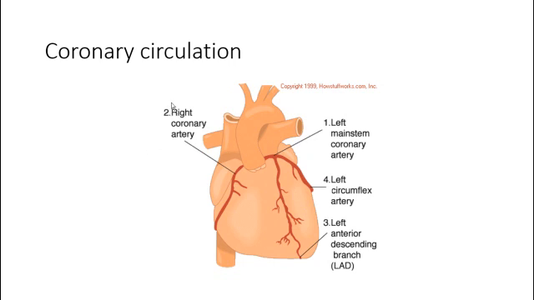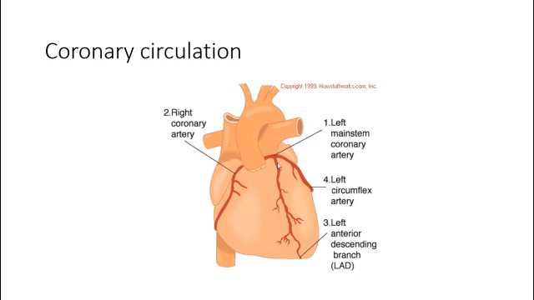It's coming down and around, and it's going to supply the right atrium, the right ventricle. We can't really see it going around the back, but it's going to deliver blood to part of the left ventricle, the inferior wall in particular, the AV or atrioventricular node, most of the sinoatrial node, and then also the bundle of His. So those last three, AV node, SA node, and bundle of His, you'll see are all very important in conduction of the heartbeat. So those are nervous structures.